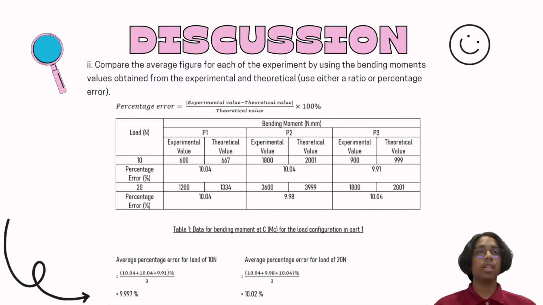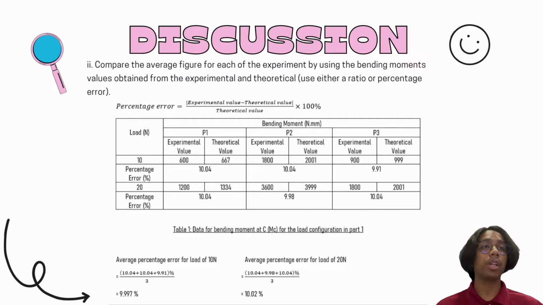Okay. To calculate the average percentage error for a load of 10 Newton, we take all the values of percentage error at 10 Newton, which are at P1, P2, and P3. We add all the values and divide it by 3. And the value that we obtain is equal to 9.997%.